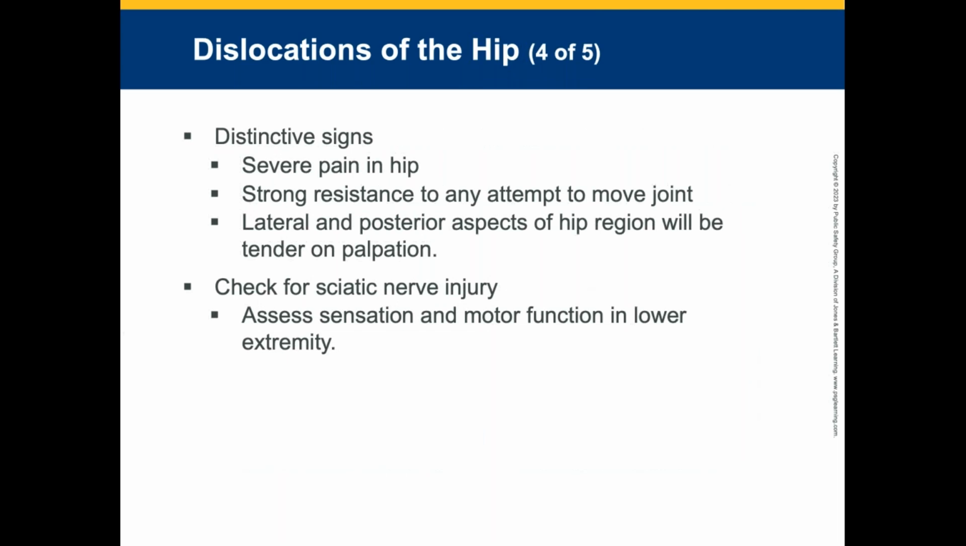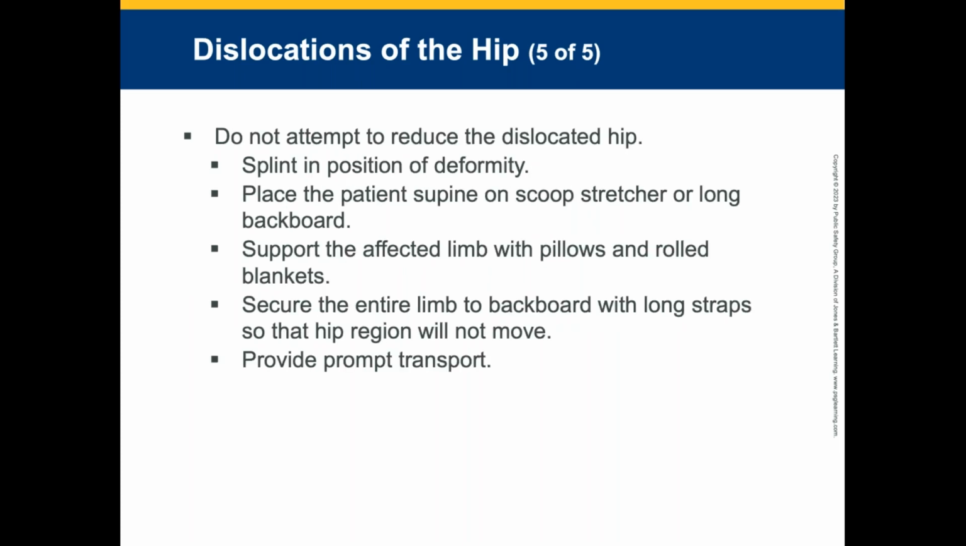Some of these signs and symptoms would be severe hip pain and strong resistance to any attempt to move the joint. Lateral posterior aspects of the hip region will be tender on palpation. Check for sciatic nerve injury and assess sensation and motor function in the lower extremity. So again, CSMs. We have to make sure we're checking those, making sure we're getting good circulation and neurovascular status down to the lower extremity. So check for those. Do not attempt to reduce a dislocated hip.